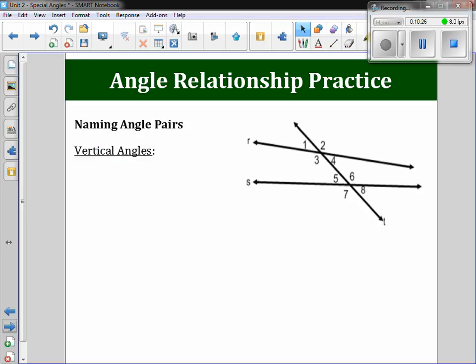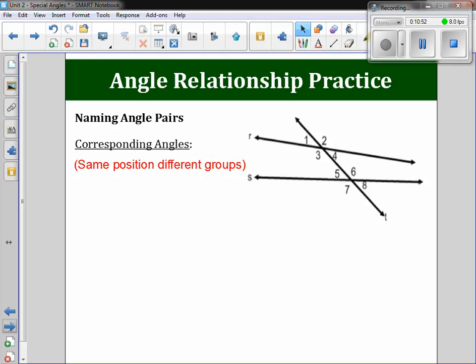Pause the video and find all vertical angles. Remember, vertical angles are diagonally across from one another. 1 and 4, 2 and 3, 5 and 8, and 6 and 7.